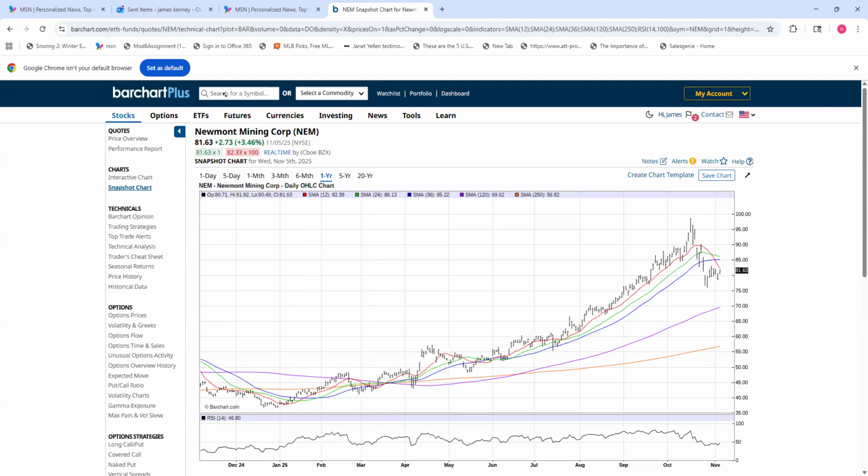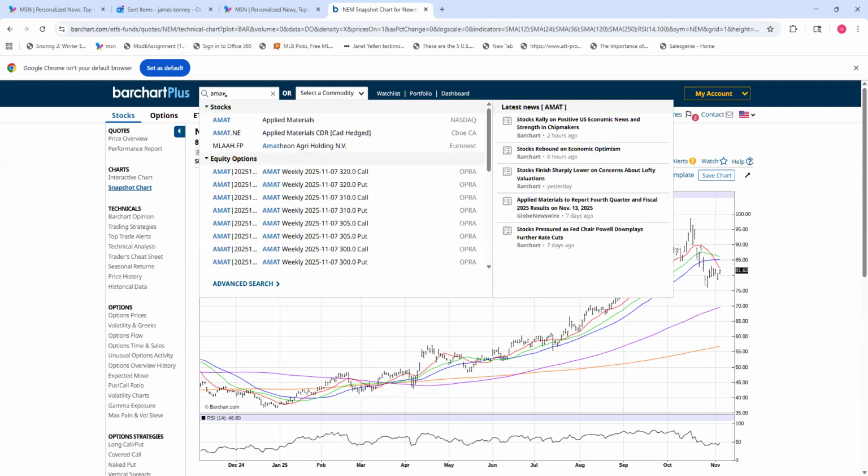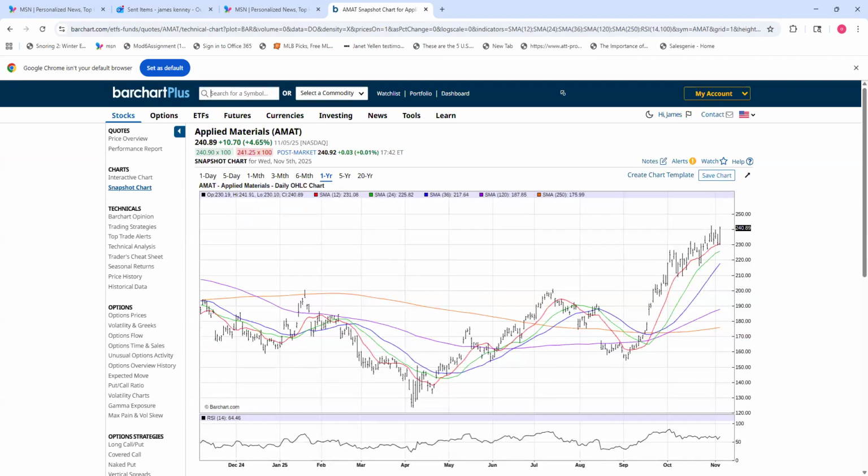In September, we had Applied Materials. A lot of people didn't catch this one. Why did we have it in September? Because it had a reversion to the mean and it was breaking out. So that means that 180, 170 wasn't a bad time to find that on your list.